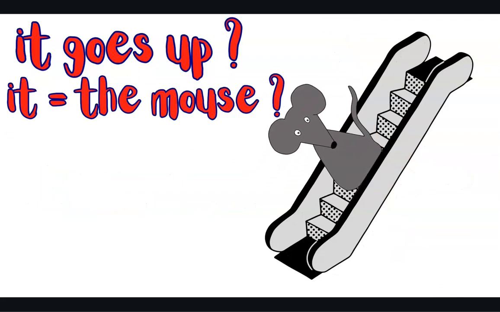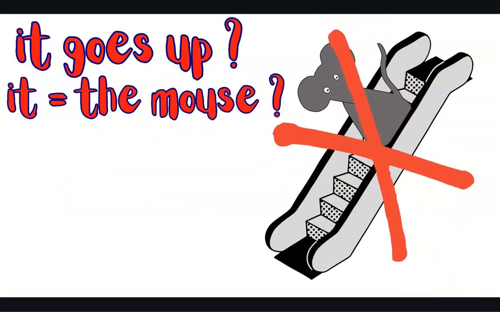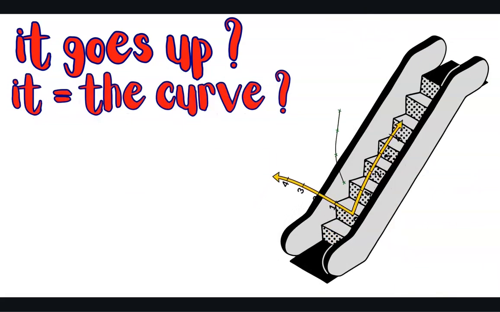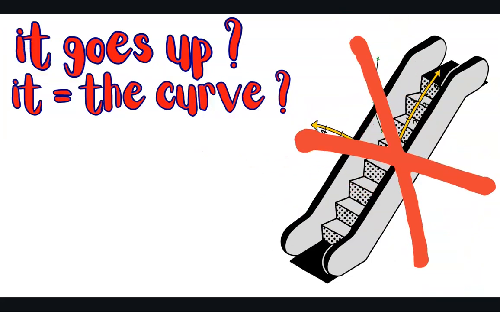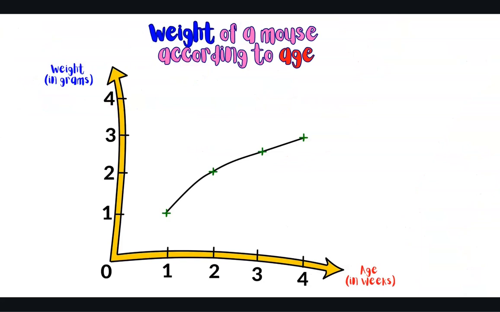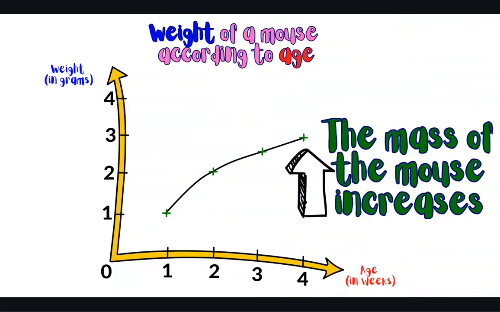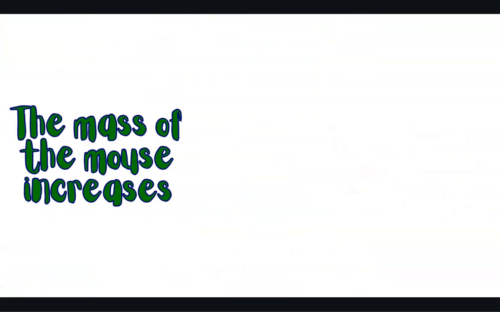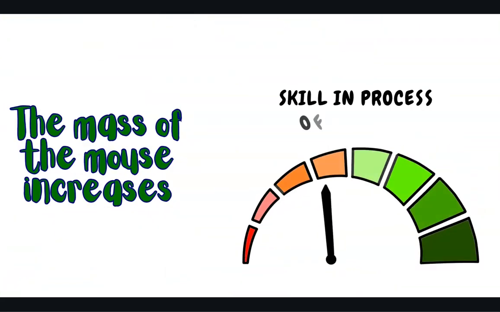Is it the mouse going up? Is it the curve going up? Often students say the curve goes up, which is not an excellent choice. More precision is needed. What are we actually talking about when we say it goes up, or more precisely that it increases? We are talking about the mass of the mouse. So we can say the mass of the mouse increases, and that will already be better. But it still won't be precise enough, and it corresponds to a skill that is still being acquired.